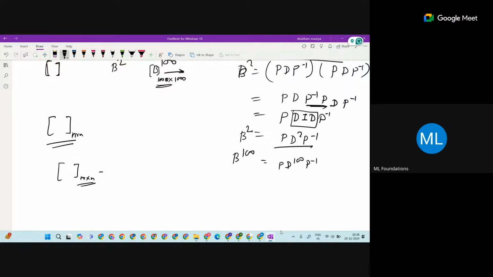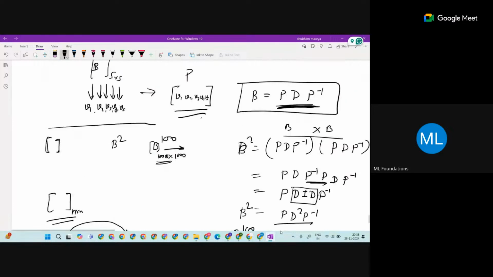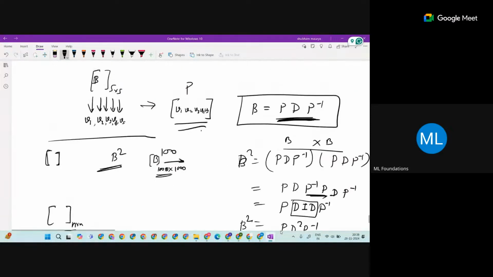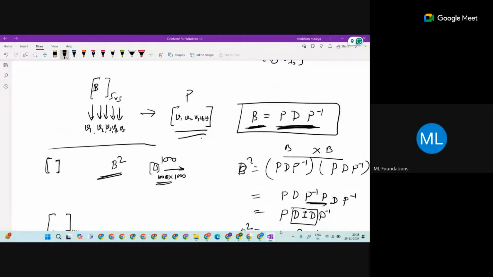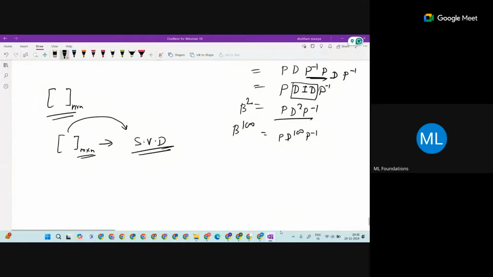So for this, the SVD, singular value decomposition, is another simplified form. It means writing this matrix in some simpler form, like here. Any square matrix we are writing in a simpler form here. So similarly for a rectangular matrix, where the order is not the same, we have to do something.